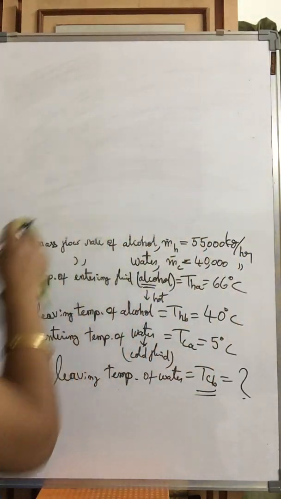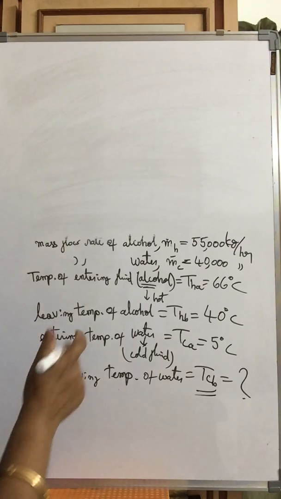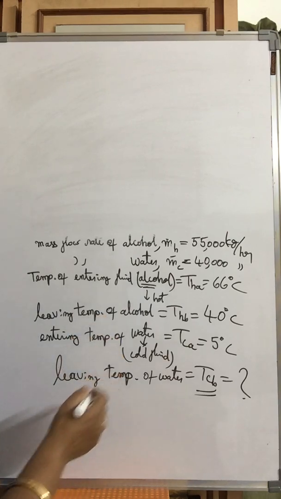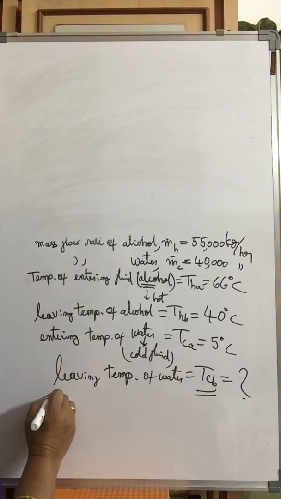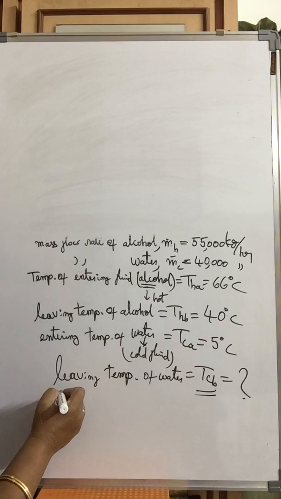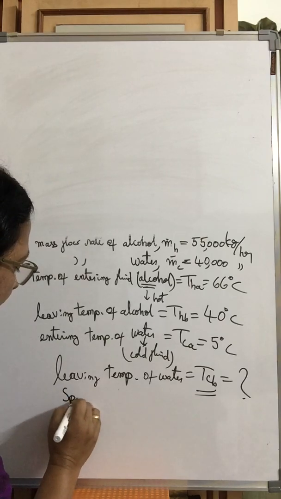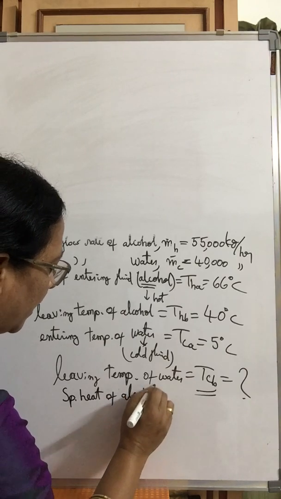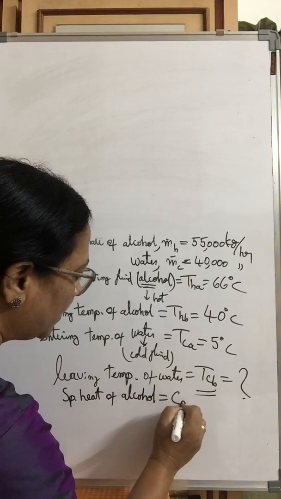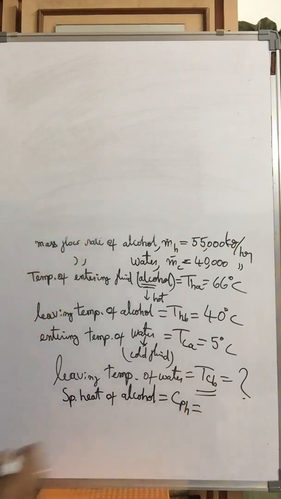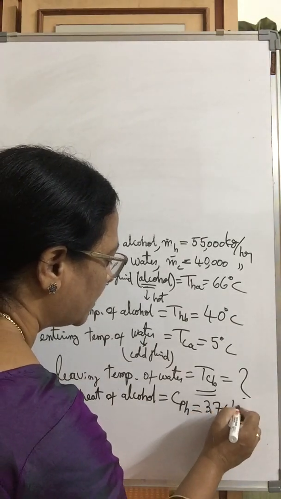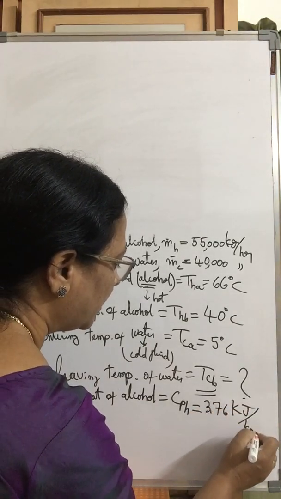So depending on the data here, what data is given? Heat capacities are given. What is the heat capacity? Specific heat of alcohol is given. Specific heat of alcohol is CpH, because alcohol is the hot fluid. What is its value? 3.76 kilojoules per kg per Kelvin.